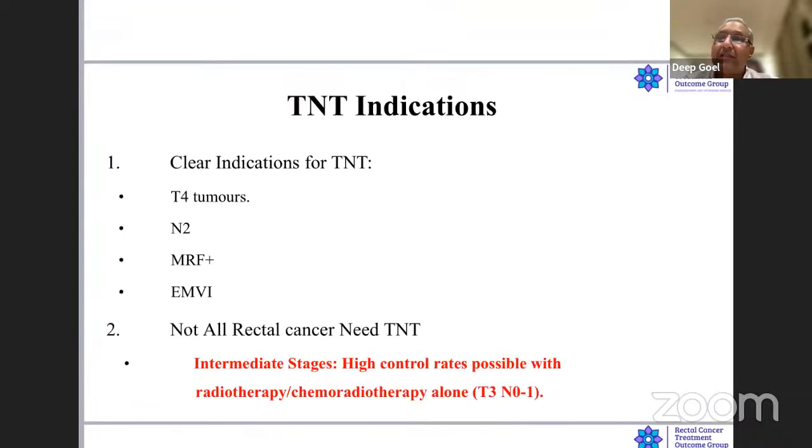So what are the indications? If you have a large, bulky, ugly T4 tumor, if the number of lymph nodes is larger, MRF is positive, EMVI is positive, you will consider these patients for TNT. Not all rectal cancer will need TNT, to be on record. Patients who have an intermediate grade, now there is enough evidence that even just giving chemotherapy may give you the same results, or just doing only radiotherapy will give you the same results.